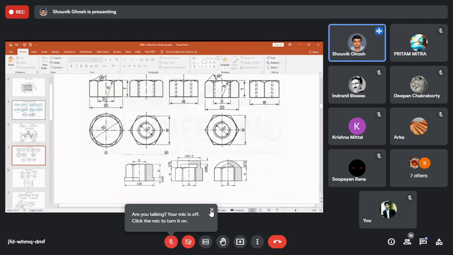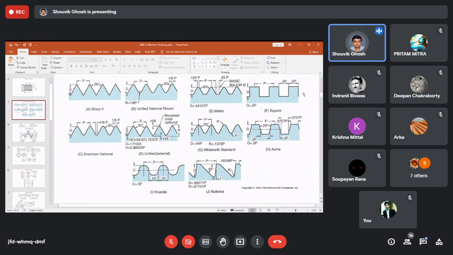And similarly for thread also, it is not mandatory that you have to draw the whole thing in one page. Where you are writing about the sharp V thread, you can draw the figure there. Again, similarly for metric thread, you can draw the metric thread design at the top, then you write about metric thread. For the square thread, same. For Whitworth thread, same. Acme, knuckle, and buttress. Only 6 are there to be written. Unified American and Unified National Round is not required. Okay.